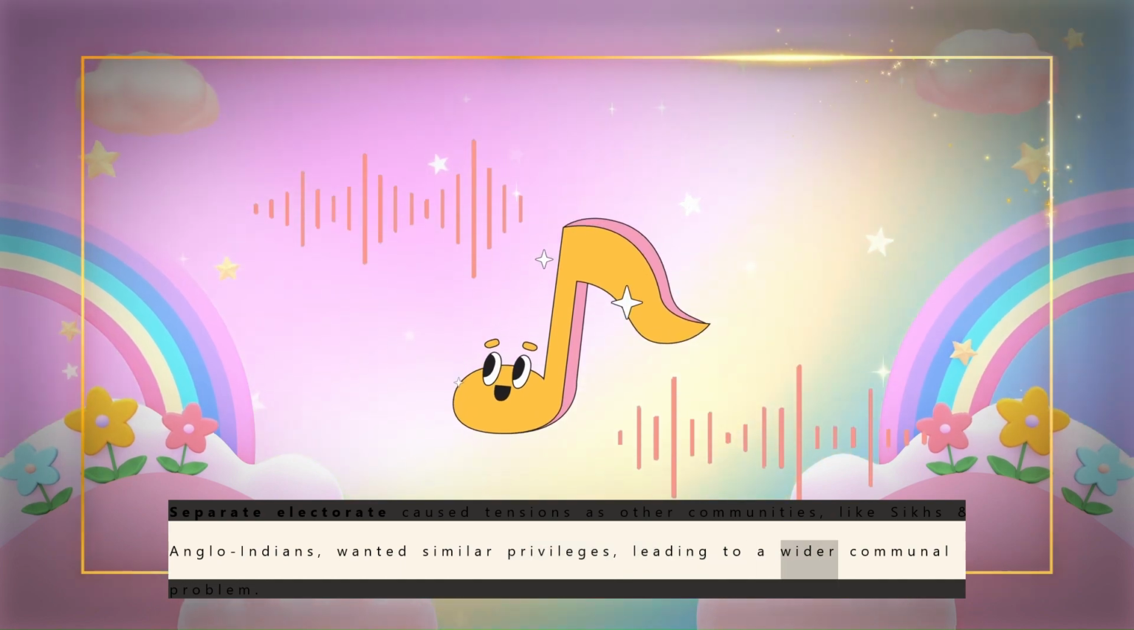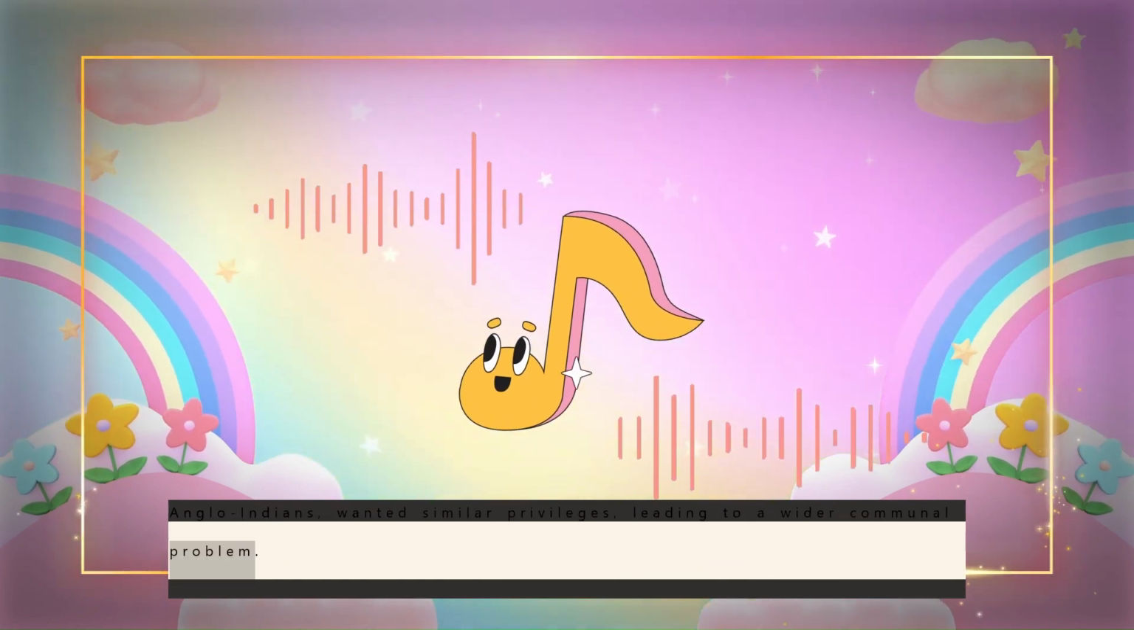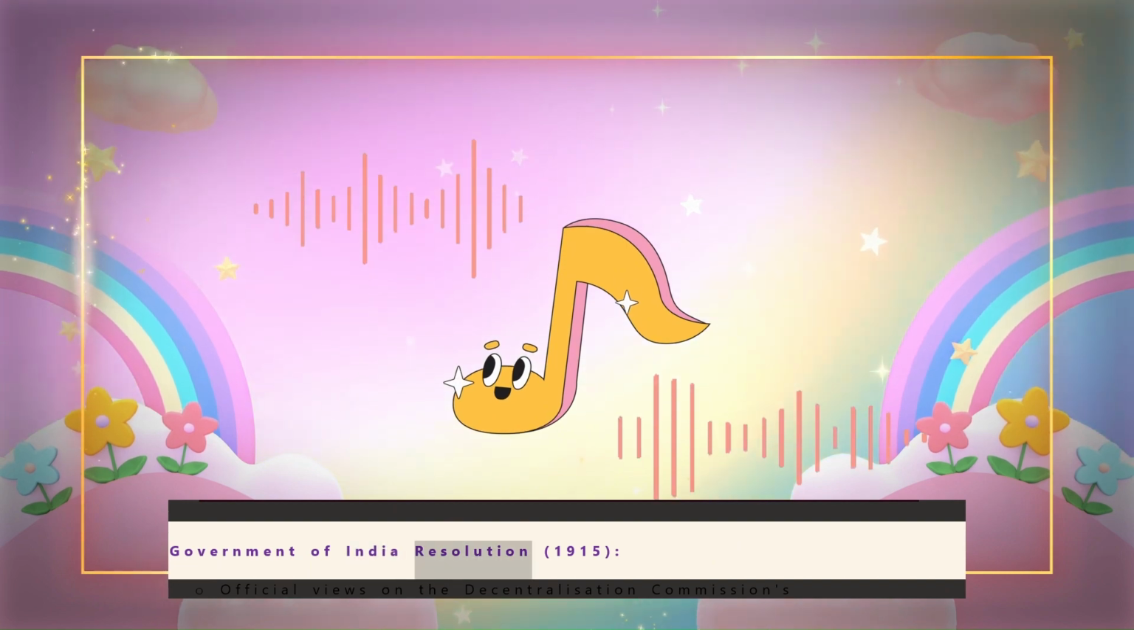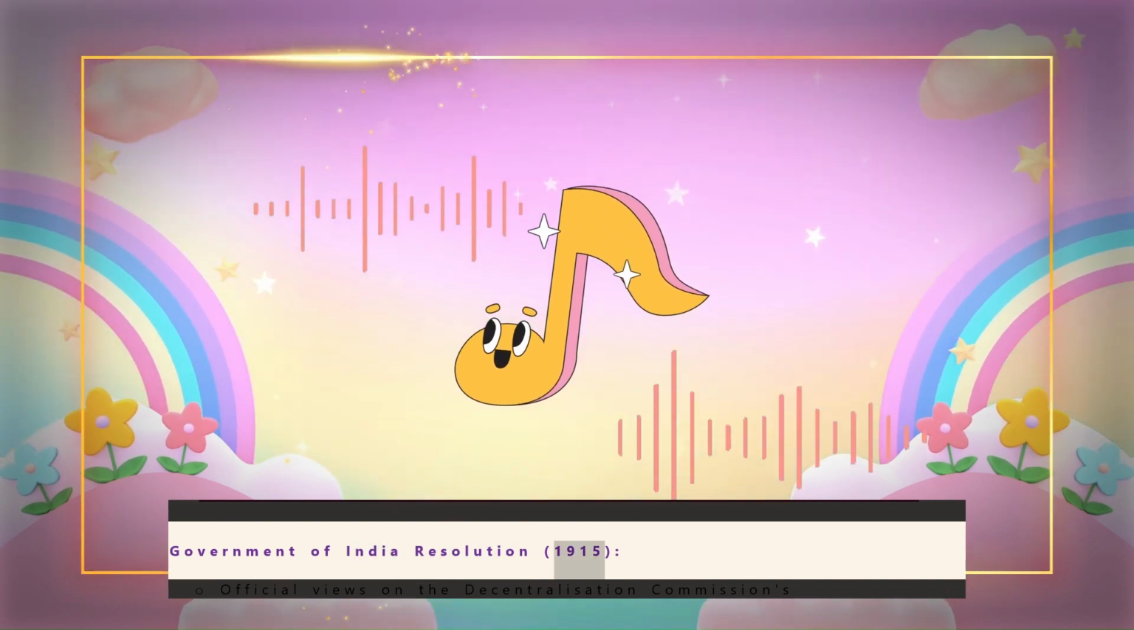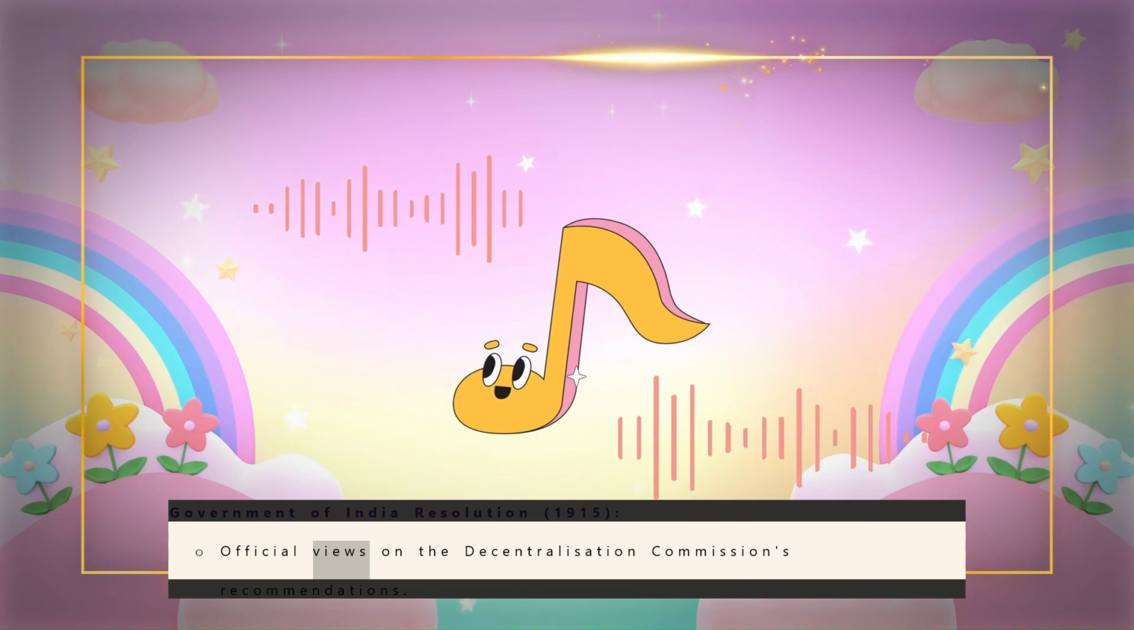Separate electorate caused tensions as other communities, like Sikhs and Anglo-Indians, wanted similar privileges, leading to a wider communal problem.